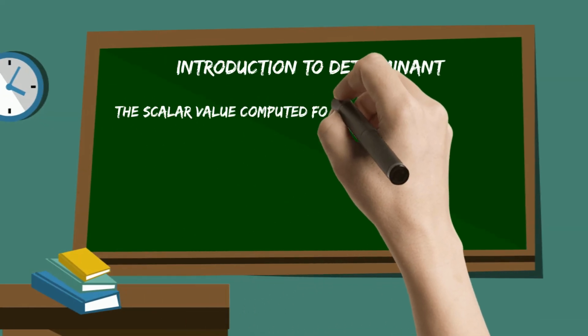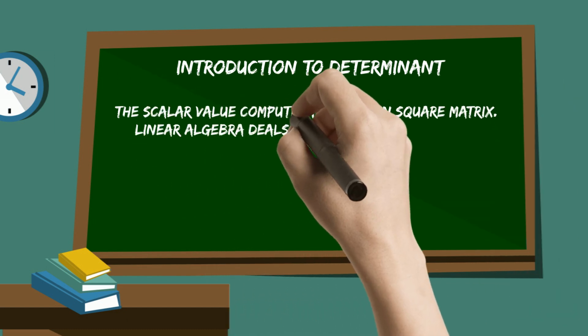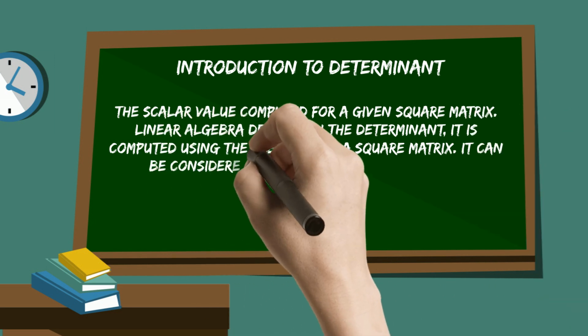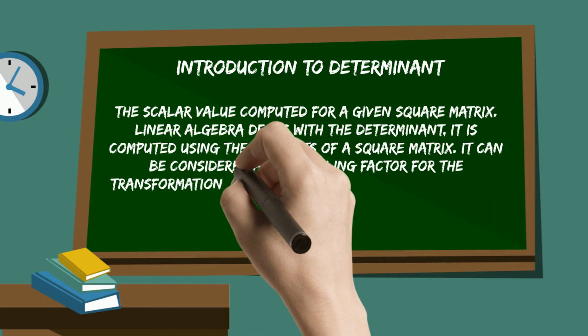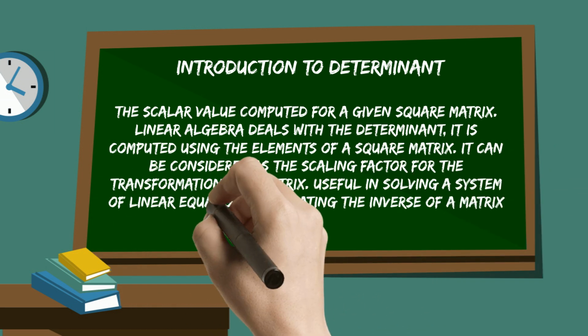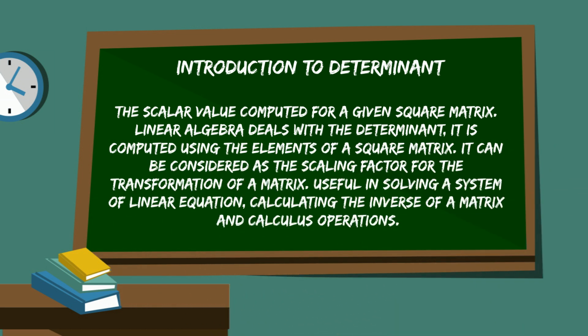The determinant of a matrix is a scalar value computed for a given square matrix. Linear algebra deals with the determinant. It is computed using the elements of a square matrix. It can be considered as the scaling factor for the transformation of a matrix, useful in solving a system of linear equations, calculating the inverse of a matrix, and calculus operations.